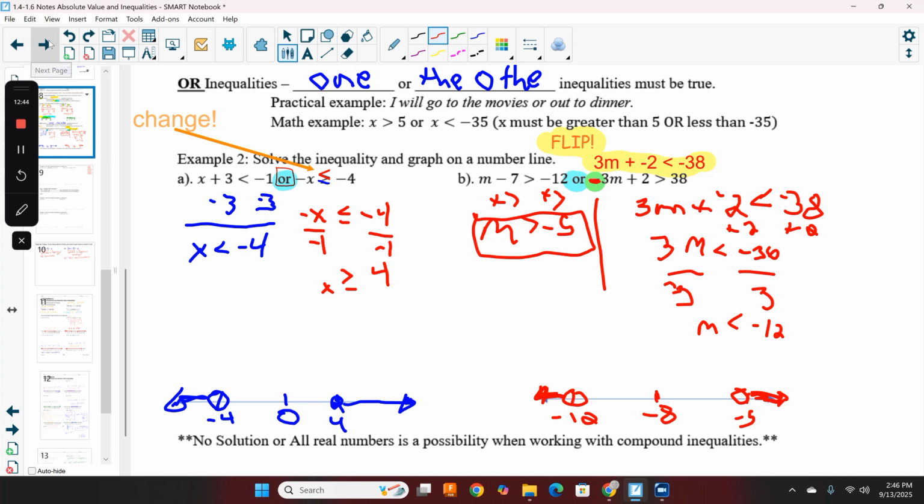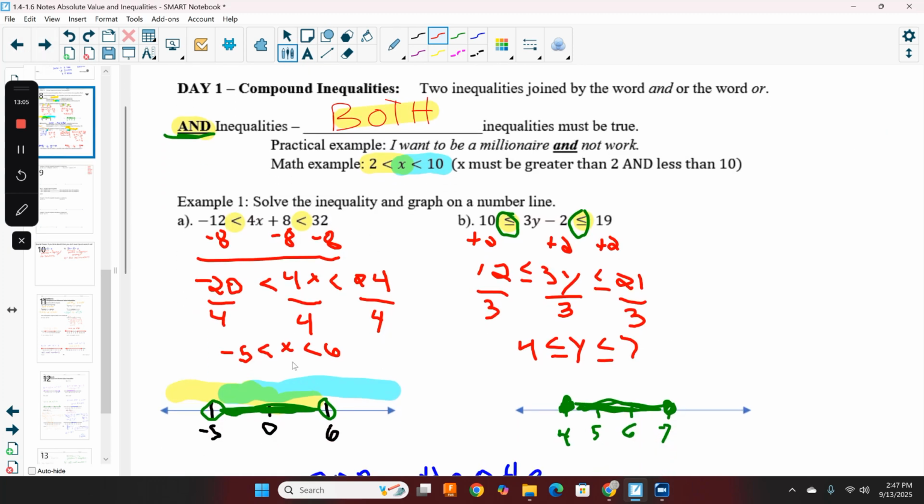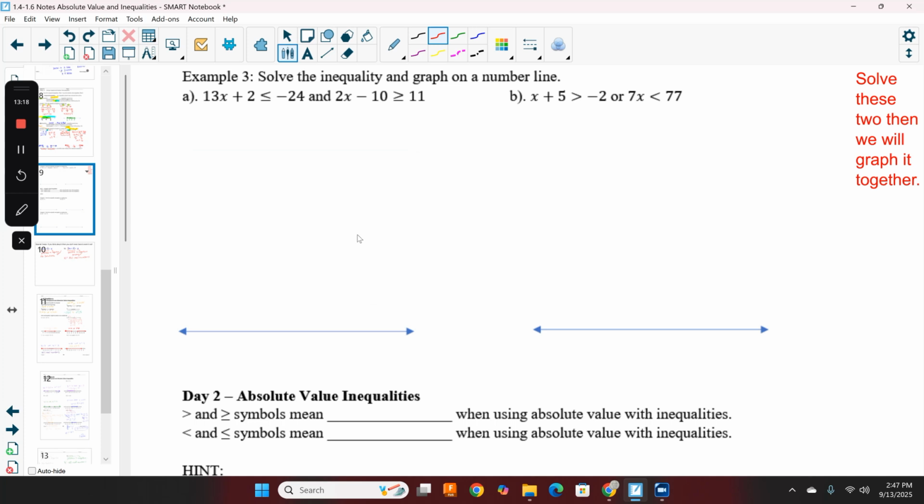Let's look at, I think, 2 more examples for today, and then day 2 will be the absolute values, but I think we have an assignment and then a Delta Math assignment as well in between before we'll do day 2. So if we look at this, we've got an and inequality, and these examples are going to be examples where, when you're working with these, all real numbers is a possibility, no solution is a possibility. So that's what we're going to see here. Backside. Let's solve this one.